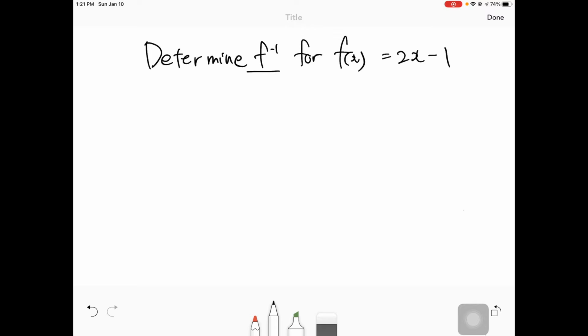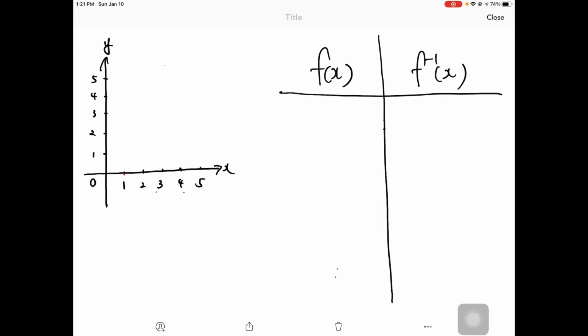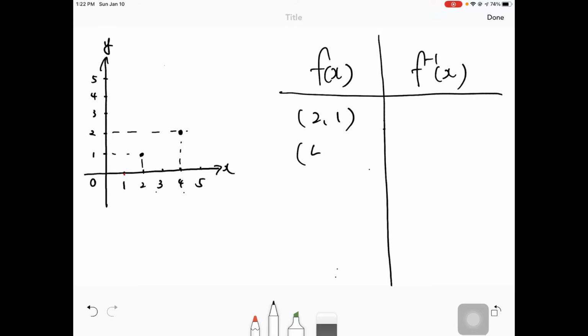But first of all, you need to understand the meaning of inverse. So let me briefly explain about it. I'll give you an example. I put 2 points in xy coordinates, and I call them f of x. 4, 2.